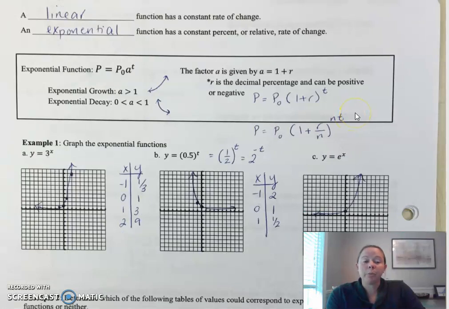Now another one that you might remember is the compounded interest. So P initial, in your parentheses here, 1 plus R over N, raised to the NT, and that's your compounded. And we'll talk about that here in a minute.